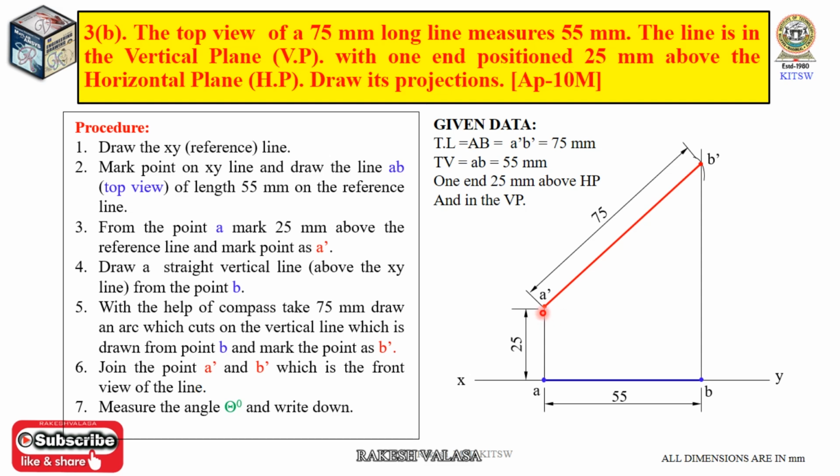Just from the A dash point draw one horizontal line. Measure the angle between this horizontal line and the front view A dash B dash, that is theta degrees. You can measure that value with the protractor and write the answer here. Okay, this is the final solution for problem 3B. This is the front view on the vertical plane. This is the top view on the horizontal plane.